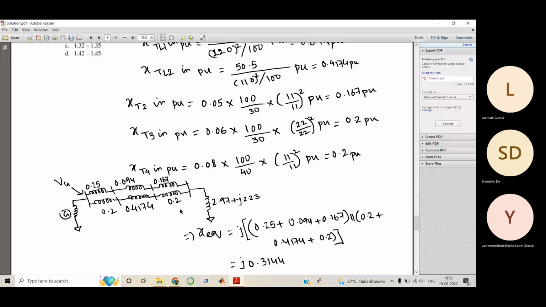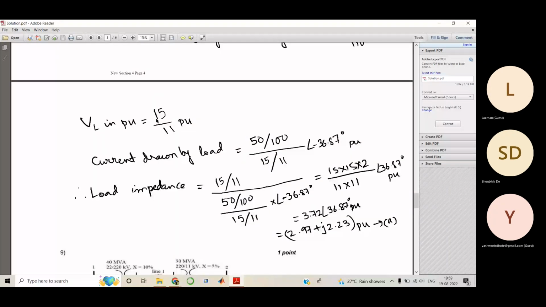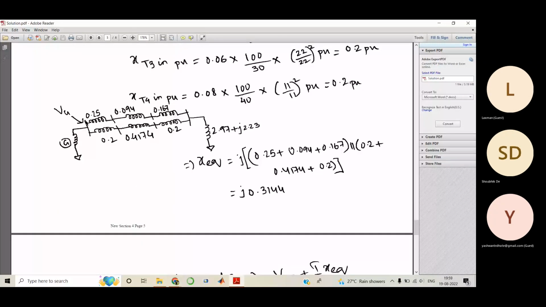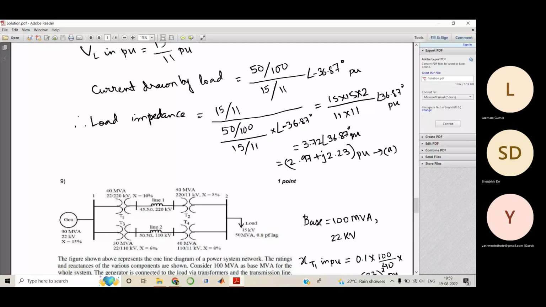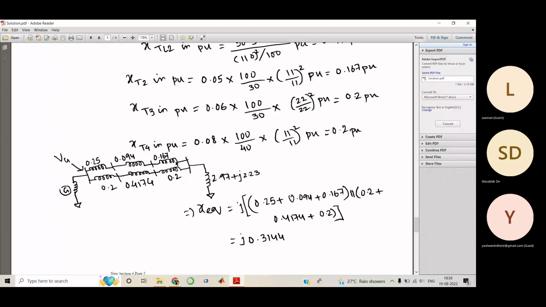So now we know what is the voltage at this point, what is the motor terminal voltage. We calculated this. So this was 15 by 11 per unit. So we have to calculate what is the voltage at this, and we also know what is the current, which was this. Now we know the per unit impedance of each of these components. This is a line, this is a line, they are connected in parallel. So here I have shown it.